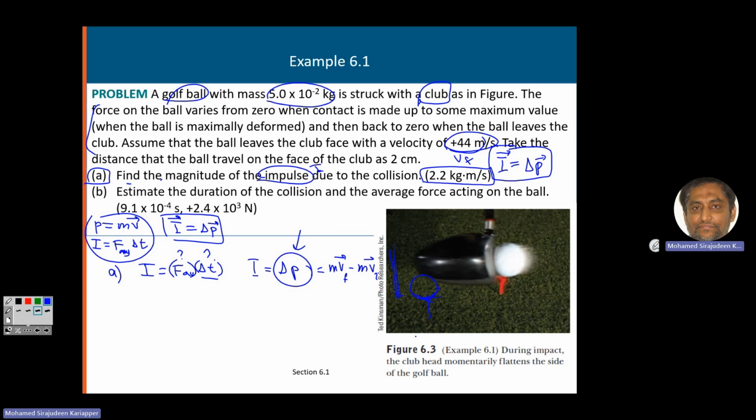So see how it went, right? You are asked to find the impulse. You look for the definition of the impulse, but it is not going to help us because we don't know what the average force is. We don't know the duration of the force. So we give it up and go to the theorem. And from the theorem, because the initial momentum and the final momentum are given, you can use that equation to find the impulse. Now B, question B.